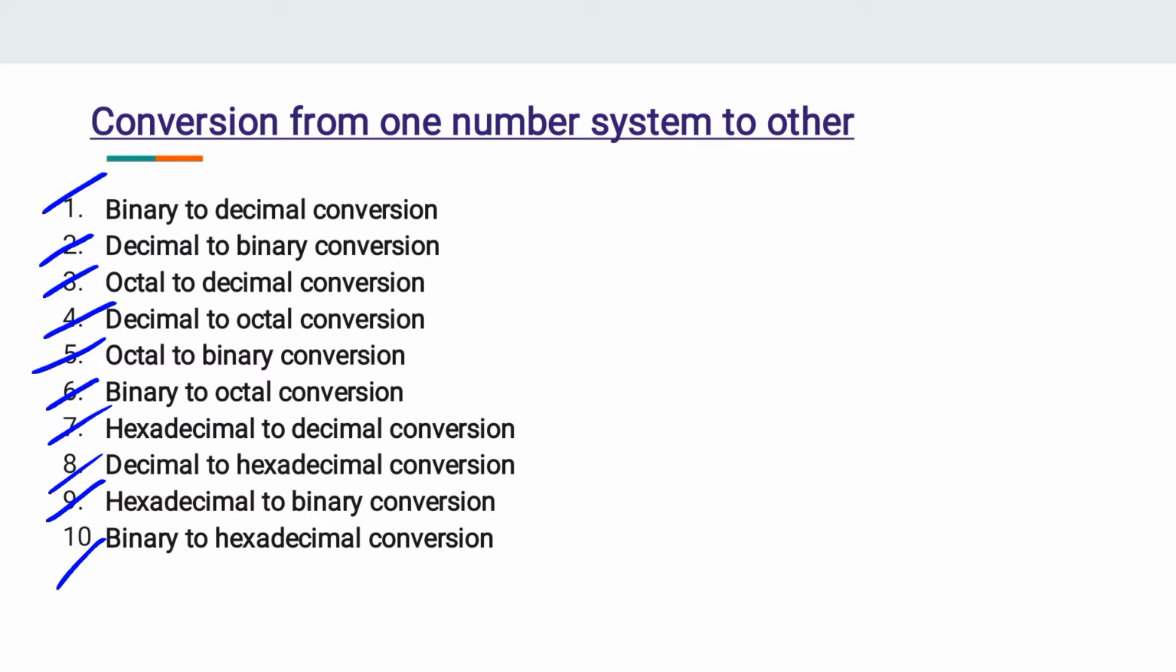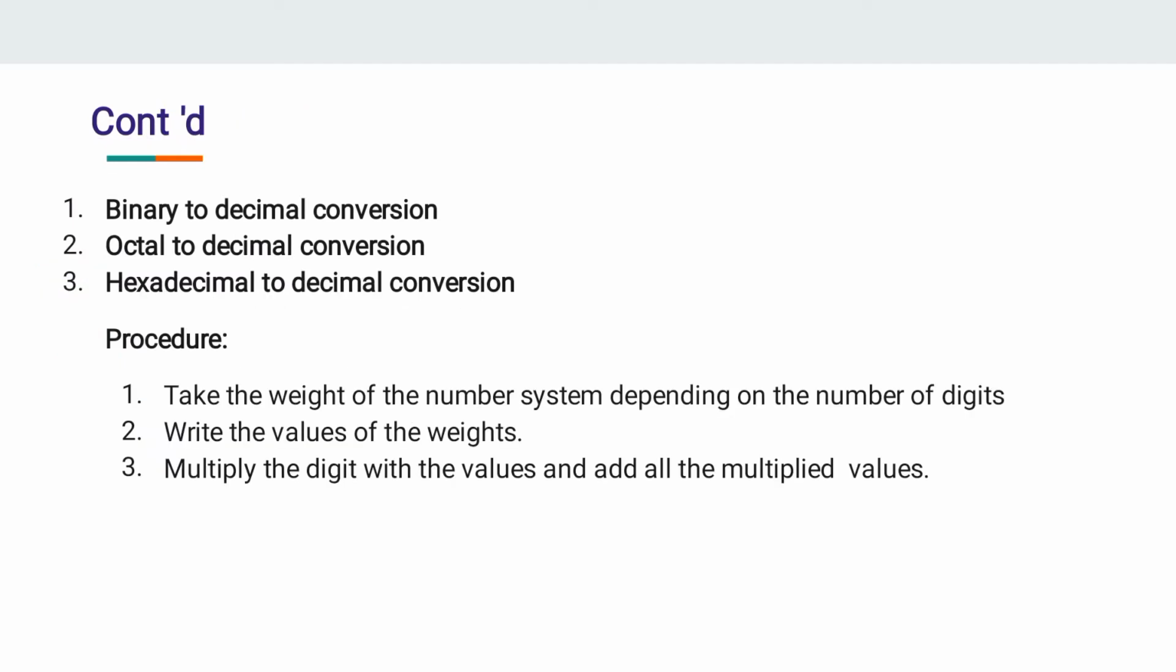So let's start with the first one, that is binary to decimal conversion. The procedure we follow for binary to decimal conversion is the same for octal to decimal and hexadecimal to decimal conversion. So I make these three conversions, binary to decimal, octal to decimal and hexadecimal to decimal, with the same procedure, and take an individual example to explain the same procedure.